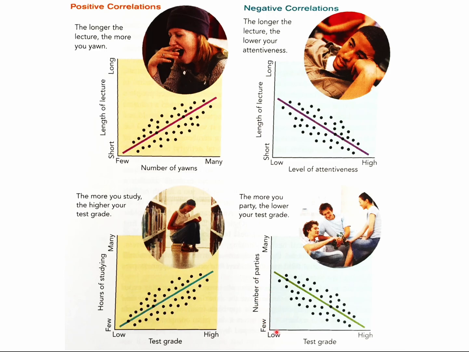Number of parties you go to and your test grade. The more you party, the lower your test grade. Remember that one. So this is another negative correlation.